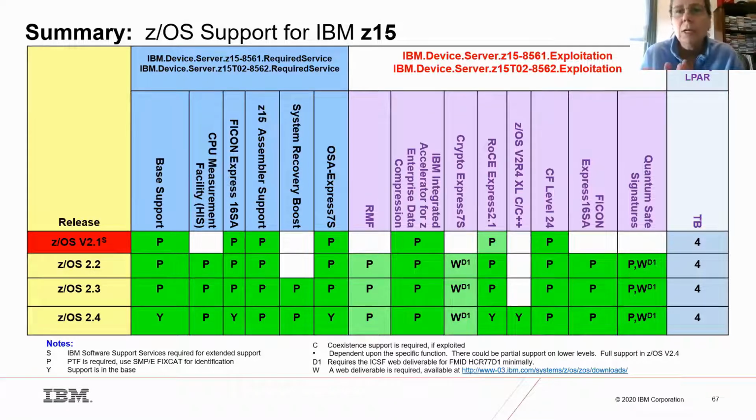So the PTFs that are needed for those exploitation items are considered in that exploitation FIXCAT if you want. A lot of people say, what's the difference between required and exploitation? This chart tells you, and you can see the specific functions that you have. P, PTF, Y means it's in the base, and this is also very useful when you look at W. W means web deliverable, so how do I acquire that? So this chart is incredibly useful, and I hope you like it because it takes a while to put this chart together, and I find it very useful.